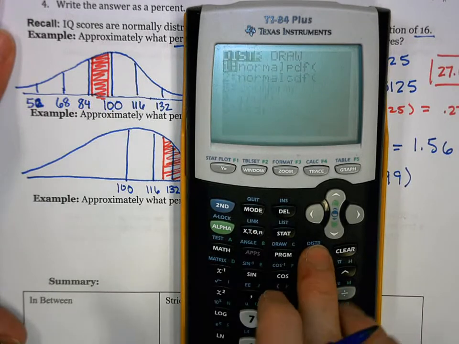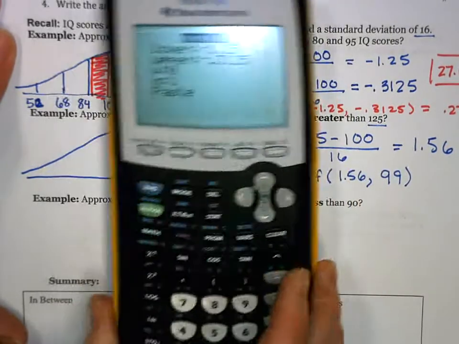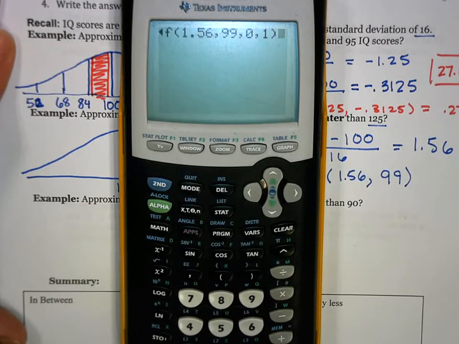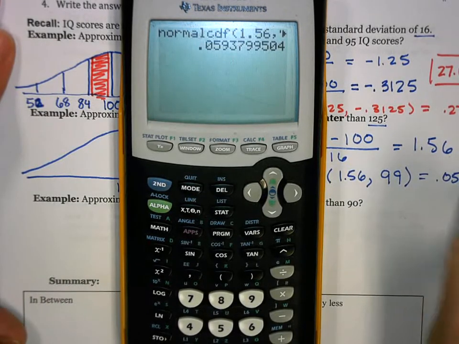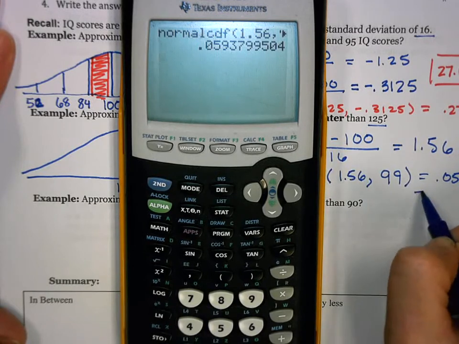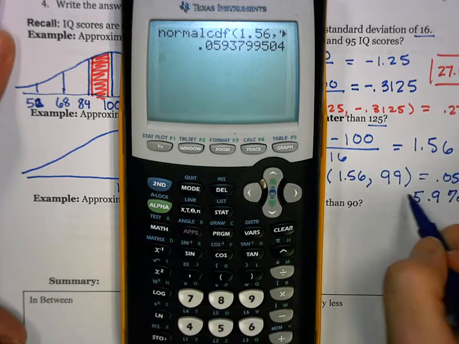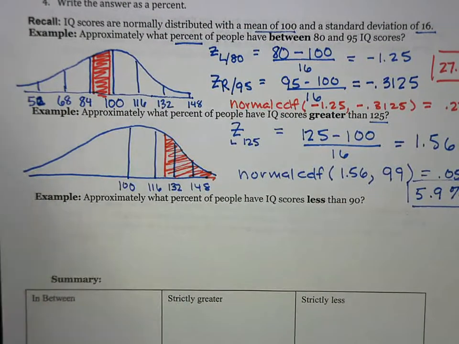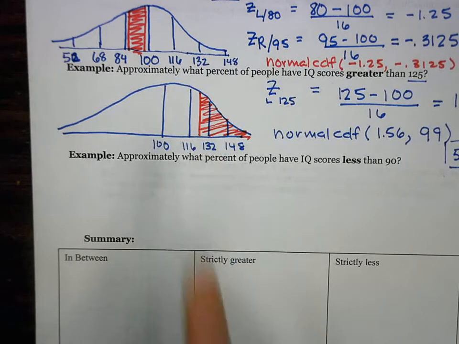Second, vars is right here next to clear, down to normal CDF. Lower is 1.56, enter, upper is going to be positive 99, enter, enter, enter, enter, enter, and we get 0.059, which we write as a percent, so it's 5.9%. You could also round that up to 6%, that would be fine. So approximately 6% of people have IQ scores above 125, not many.